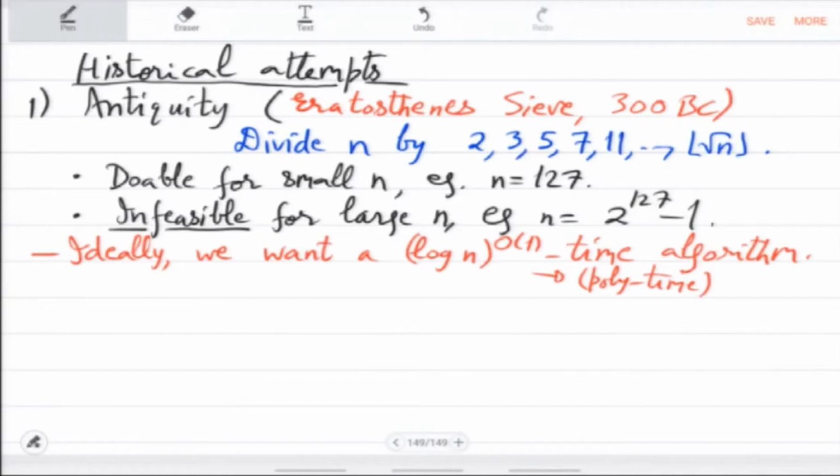Okay, so let's move to the next step, a slightly more advanced primality test which was discovered. It's called the Fermat test, which is fairly recent with respect to 300 BC. This is very recent, 1600s, 17th century. So this uses Fermat's little theorem. So you know that if n is prime, then a to the n is a mod n, right? The Frobenius map.